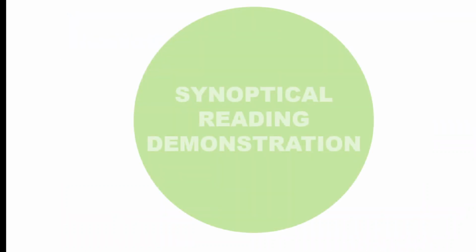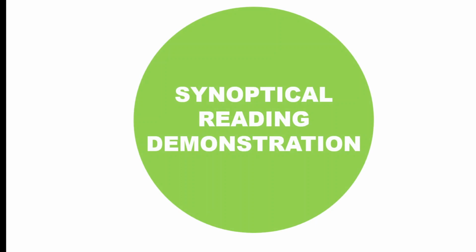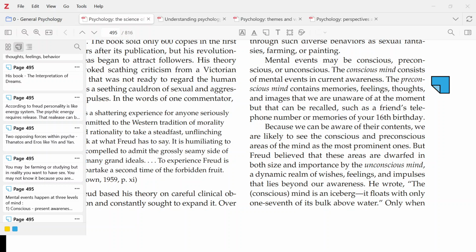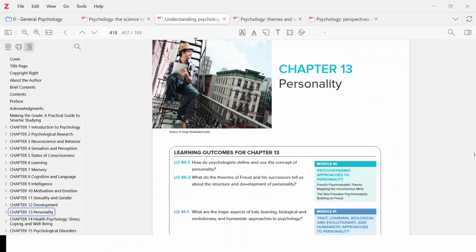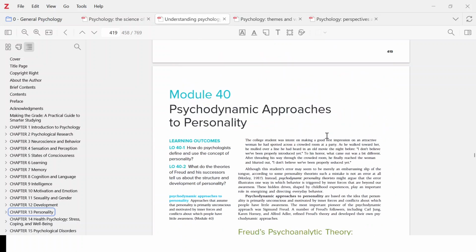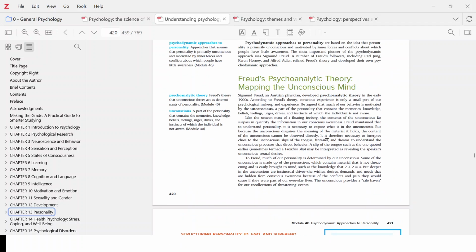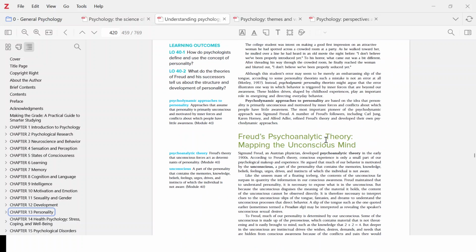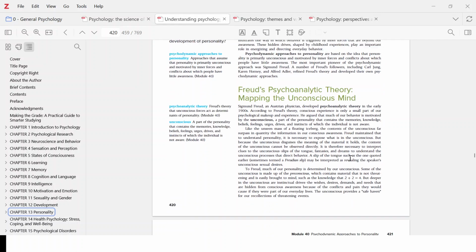Now let me give you an example of synoptical reading as well. Let's go to the Zotero software again and I will show you my process. I have read this, Passer Smith. Now let me move on to the next book, Feldman. It was the personality chapter. Again, I come to personality, and in here there's psychodynamic. I have read this. There are three levels of mind, etc.